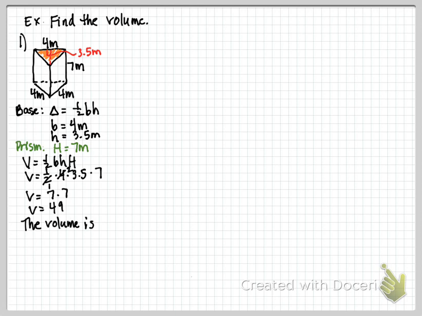is 49. And remember, volume is going to have cubic units. So we're going to have cubic meters. And there we go. All right, let's try another one.